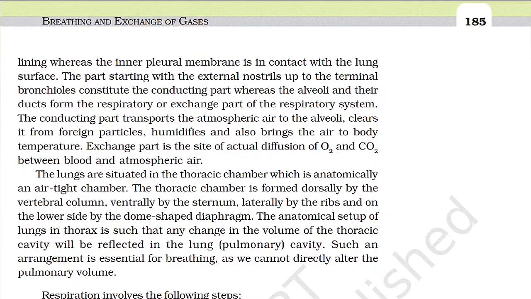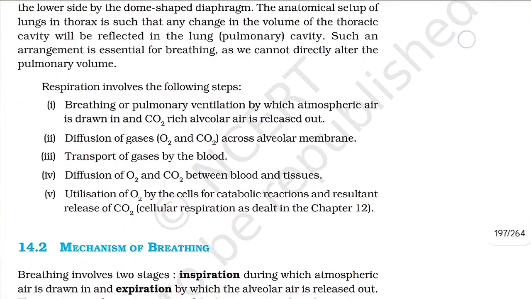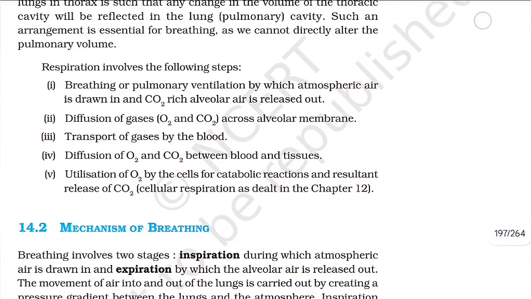The anatomical setup of lungs in thorax is such that any change in the volume of the thoracic cavity will be reflected in the pulmonary cavity. Such an arrangement is essential for breathing, as we cannot directly alter the pulmonary volume. Respiration involves the following steps.